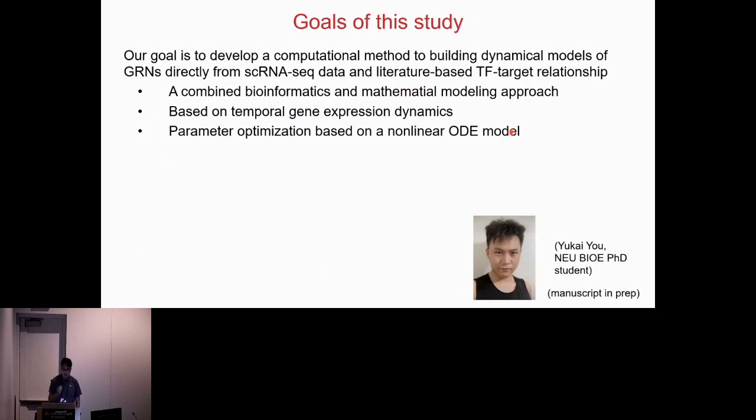This project is done by my graduate student, Yukai Yu, from BioE. Our goal is to develop computational methods to build dynamical models of GRNs directly from single-cell sequencing data, particularly time series data, together with literature-based target relationships. As I mentioned earlier, this is a typical approach we use to integrate bioinformatics and mathematical modeling. It's based on temporal gene expression patterns because they capture the cell state transitions. And then we do parameter optimization based on the nonlinear ODE models typically used in systems biology.